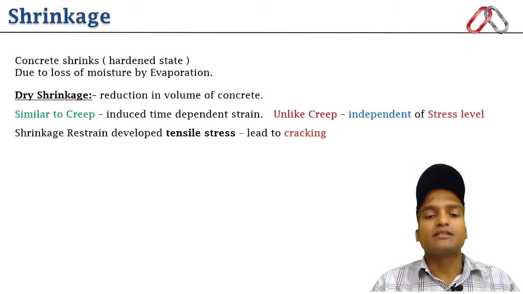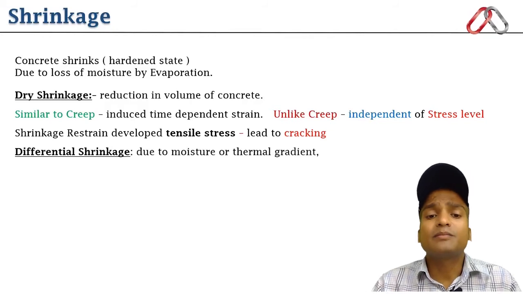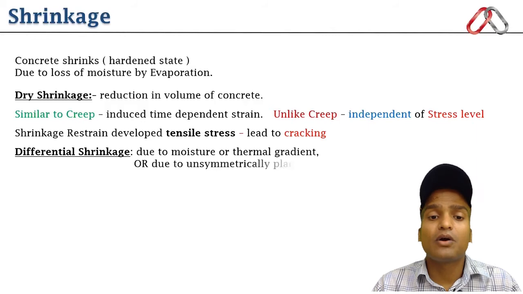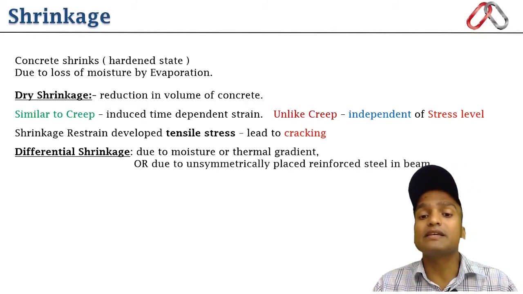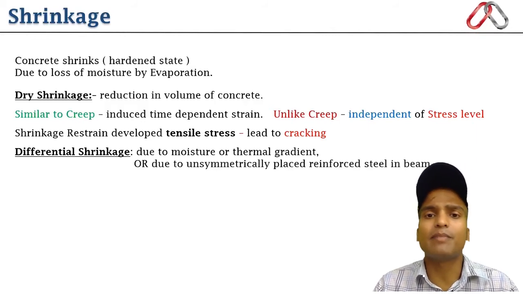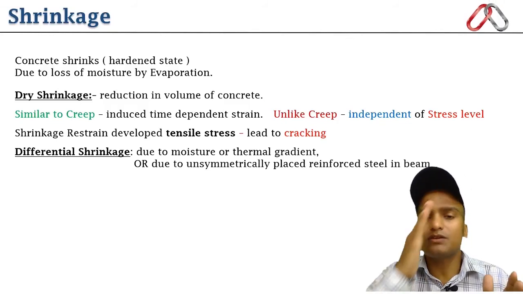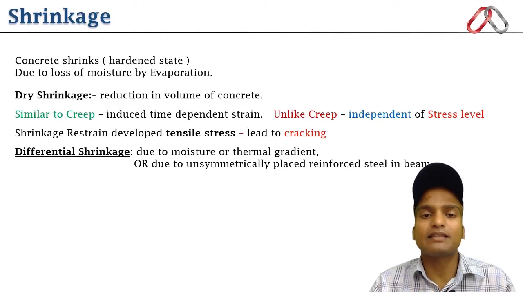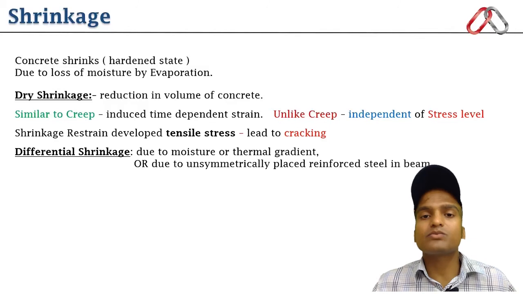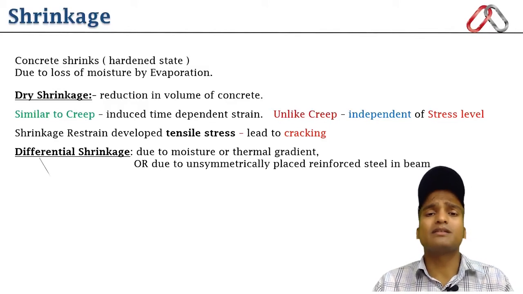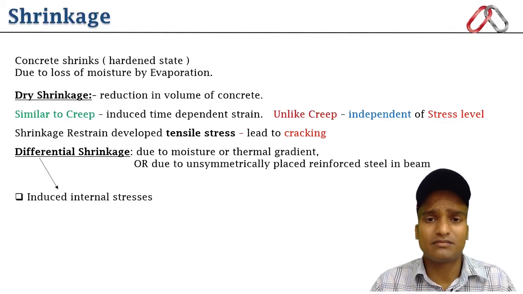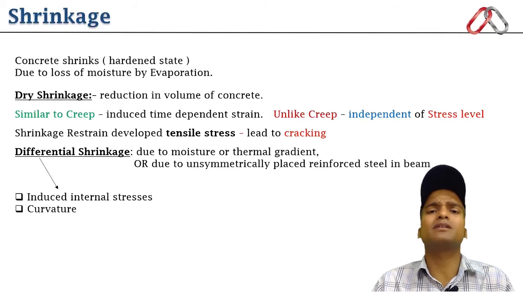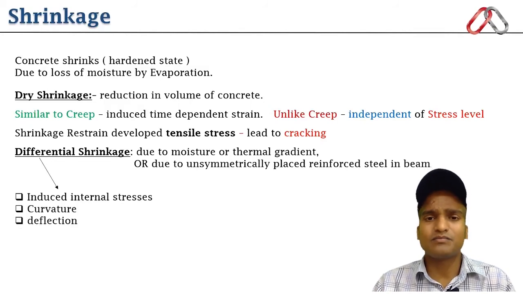Next type of shrinkage is differential shrinkage. This type of shrinkage mostly develops due to the thermal gradient or due to unsymmetrically placing the reinforcement steel bars in the beam. Just like you see your own body, if we bisect the body, it has a symmetrical structure. So in a similar way, if we provide steel in the structure unsymmetrically, the structure will not be in the normal condition. This will lead to the development of differential shrinkage.